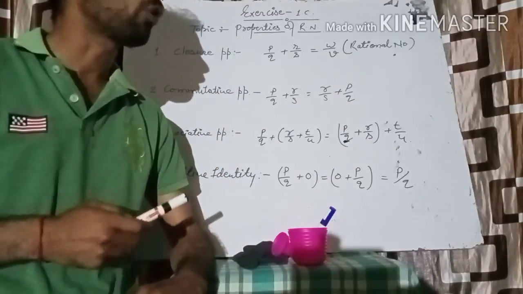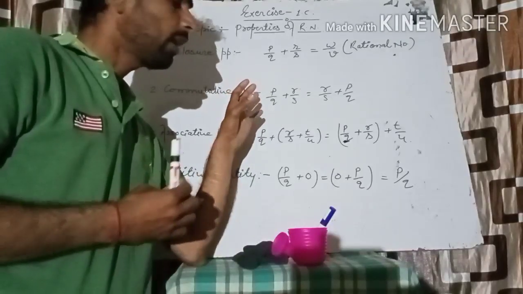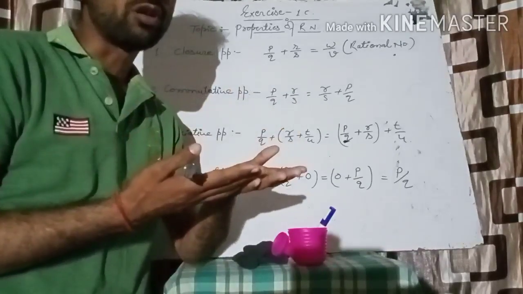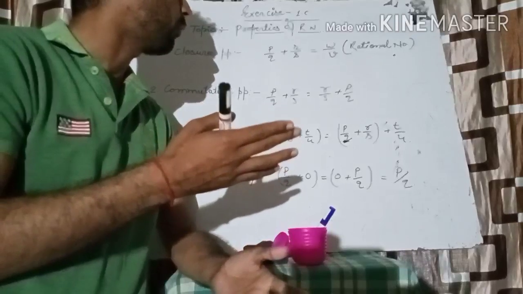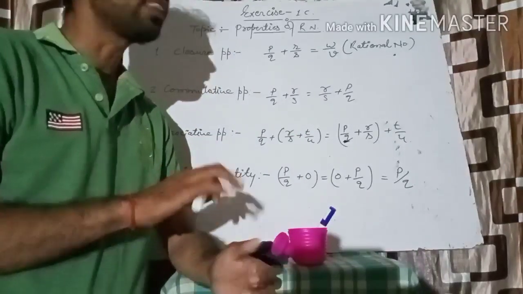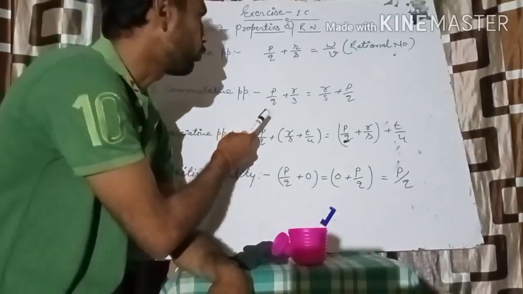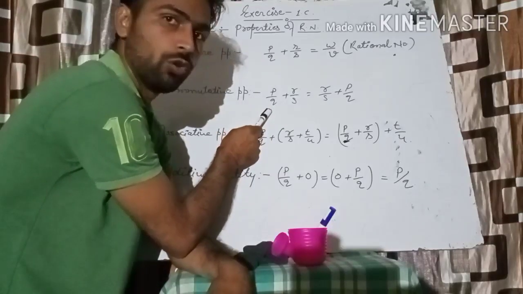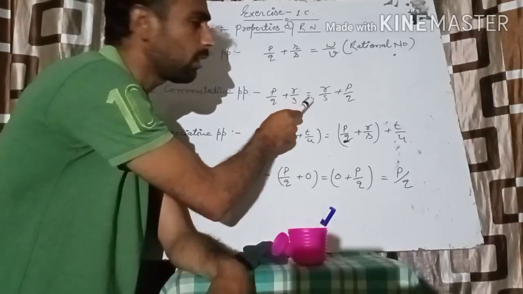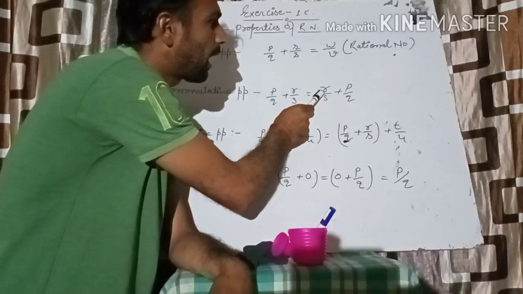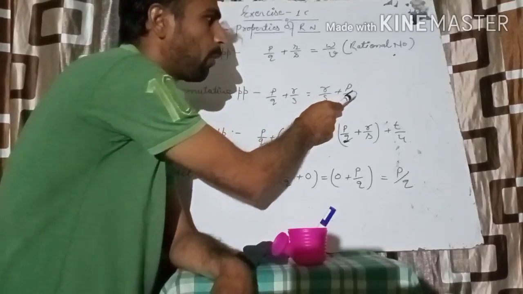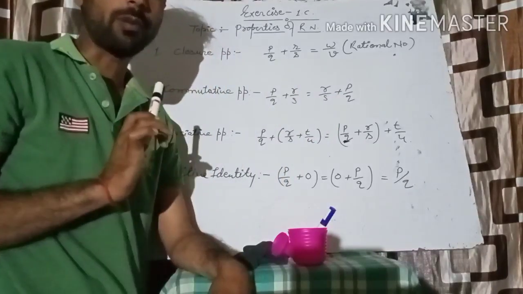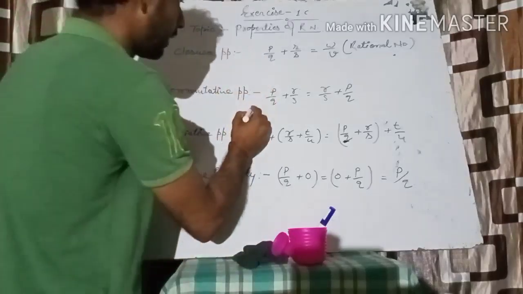According to the commutative property, if we are changing the order of the two rational numbers, then there will be no change. Meaning, according to that property, p upon q plus r upon s is always equal to r upon s plus p upon q. Are you getting my point? Let's take one example.